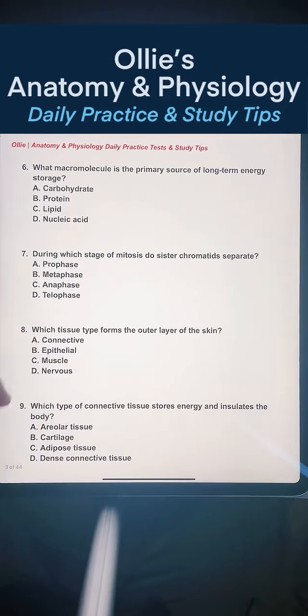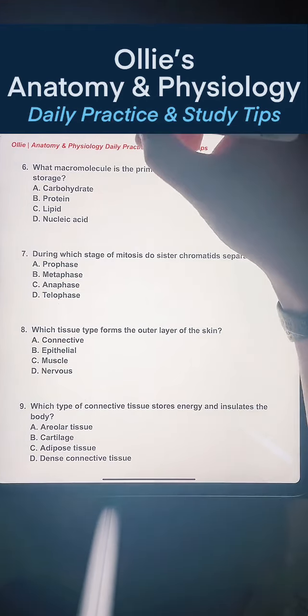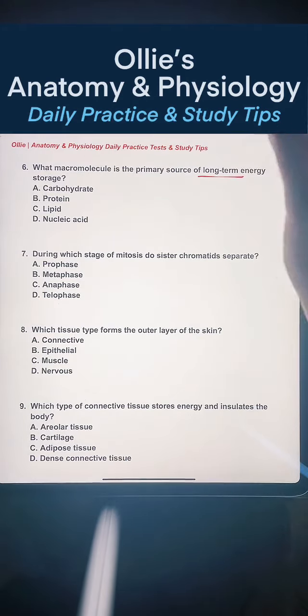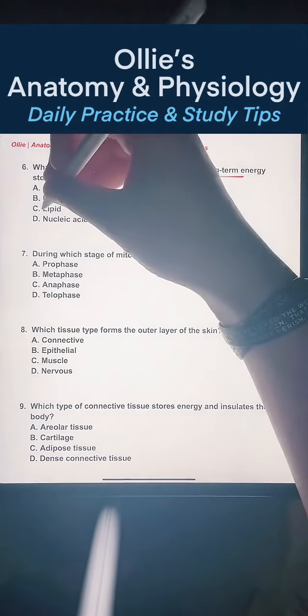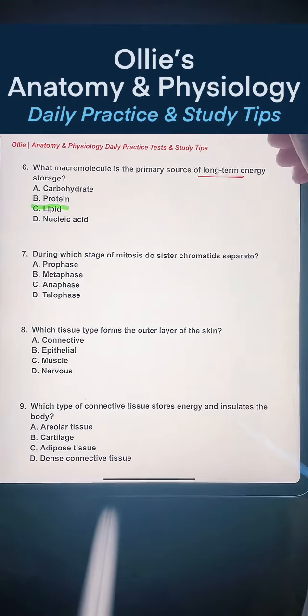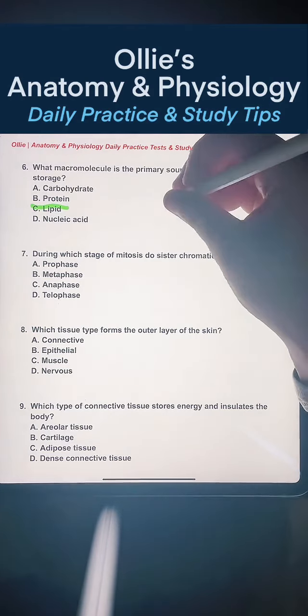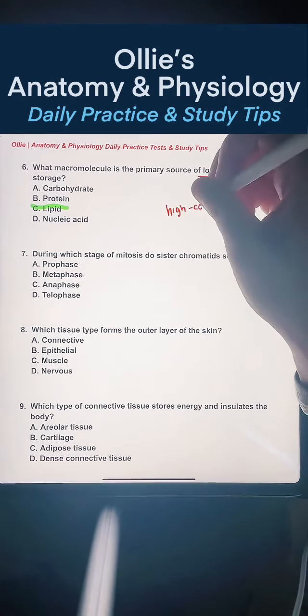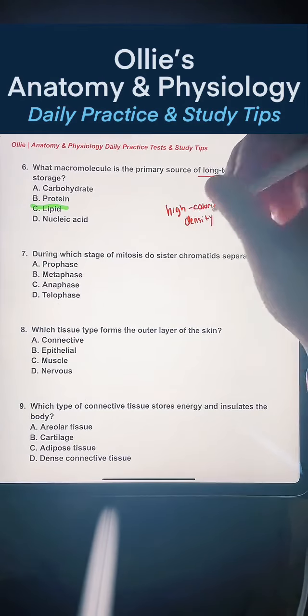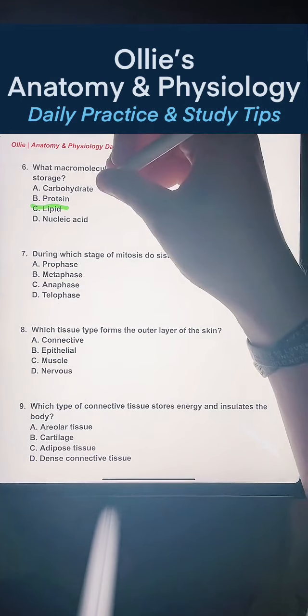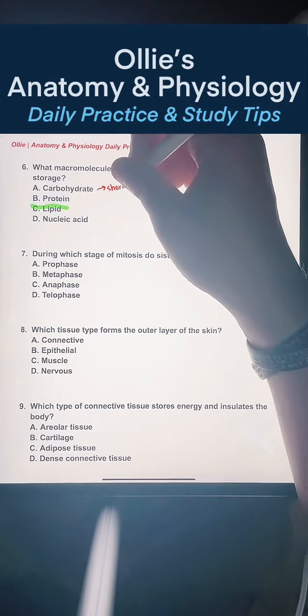But we're going to move on to number 6. What macromolecule is the primary source of long-term energy storage? Again, the key word here is going to be long-term energy storage. That's going to be C. So lipids are for long-term because they have a high calorie density. And then our short term would be our carbohydrates. So these are short term.